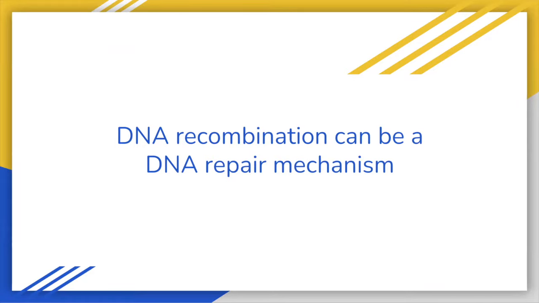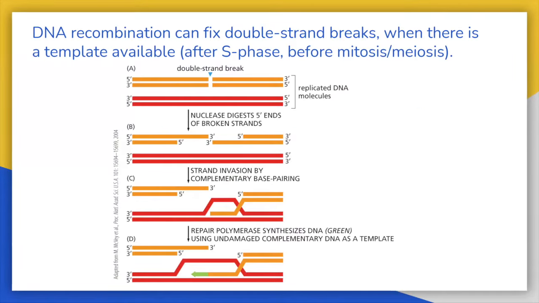DNA recombination is one way that we manage double-strand breaks in DNA repair. DNA recombination is a mechanism for fixing double-strand breaks. Double-strand breaks occur when both phosphodiester bonds have been broken in a single double helix. If this occurs after DNA has been replicated, but before mitosis or meiosis, then these newly replicated chromosomes can become aligned. And in doing that, you create a template for DNA repair with the replicated chromosome.